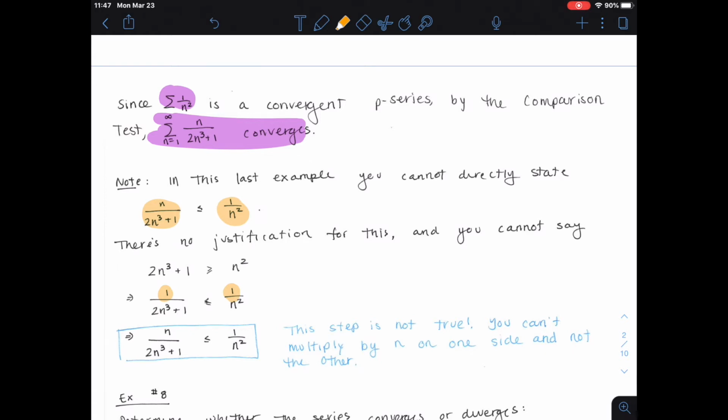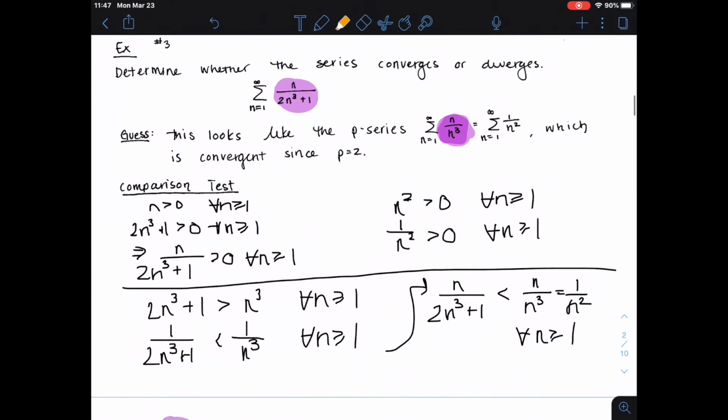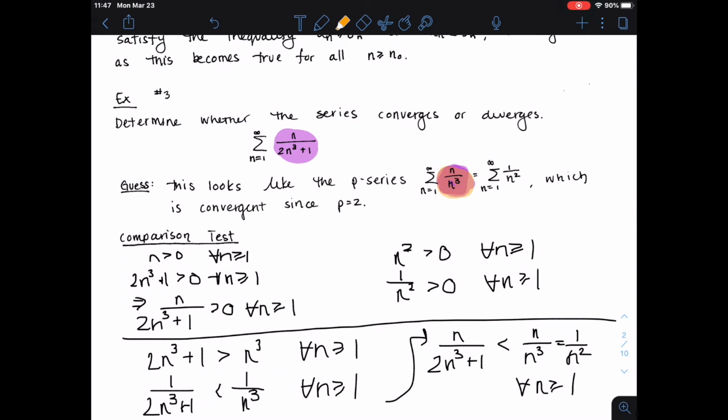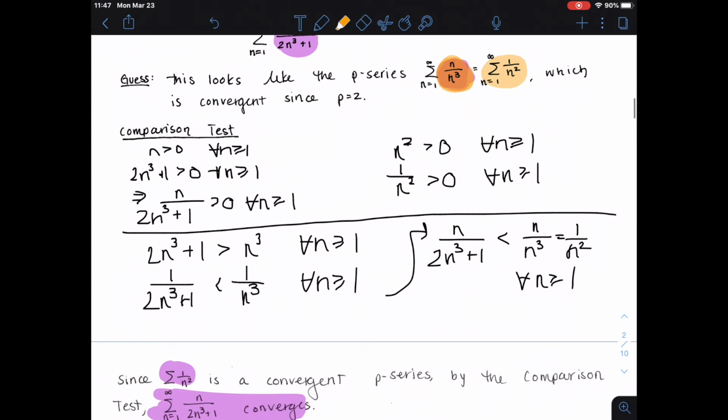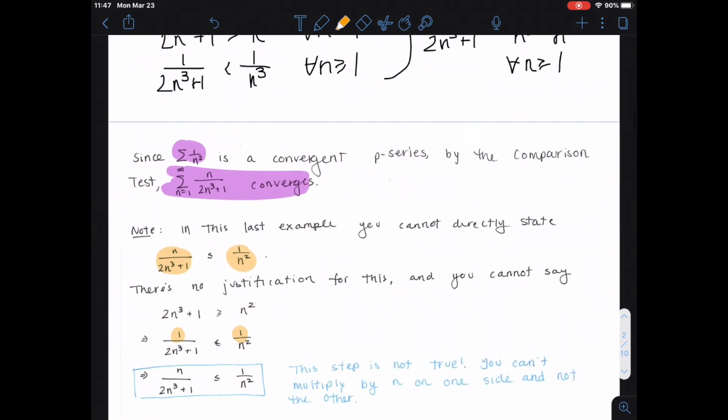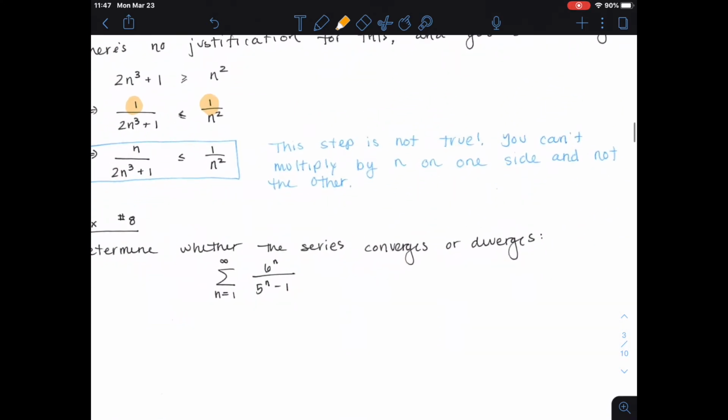It's not true. You can't multiply one side and not the other, which is why you want to go ahead and make the comparison with the unsimplified version you started with. This tells you whether it's convergent or not, but this is the one you want to use to make the comparison with these inequalities, okay? So let's get some more practice.